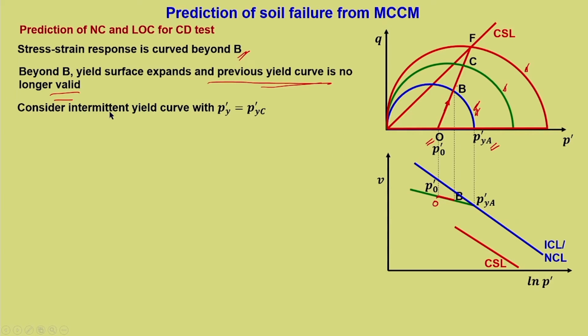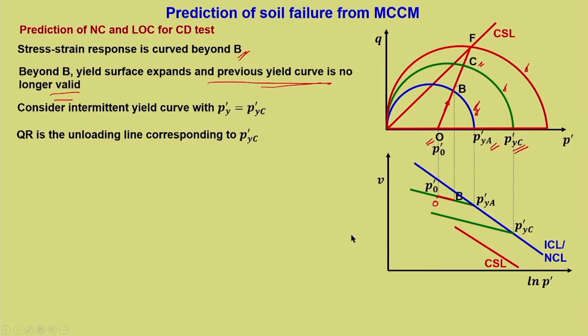Now, consider intermittent yield curve with P dash y equal to P dash y c. Just because this is named as C, the extreme yield point is named as P dash y c. So, that is given here. Now, let us draw a loading unloading line from P dash y c just for our understanding. Now, this particular line QR is the unloading line corresponding to P dash y c.